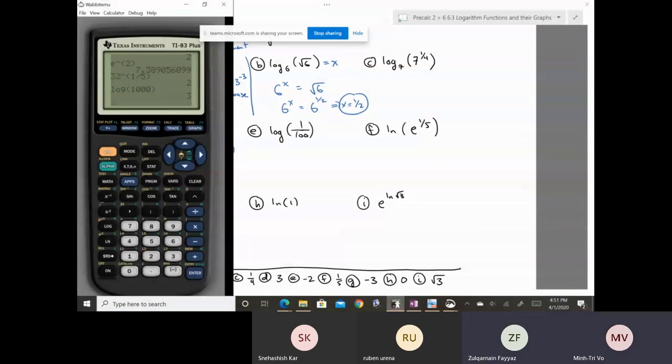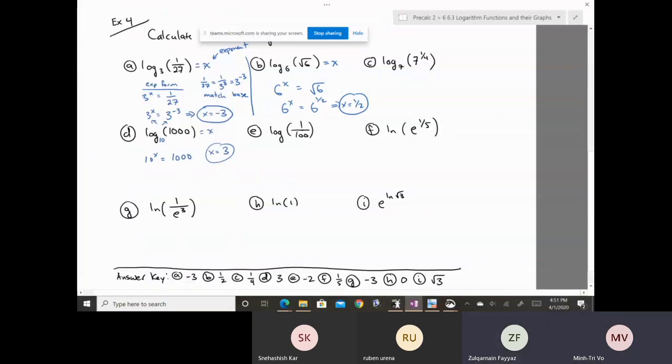So like the next one, right? Say you want to calculate the log of 1 over 100, right? So you just put into the calculator exactly as you see it. And what do I get? -2, right? So it should be -2.